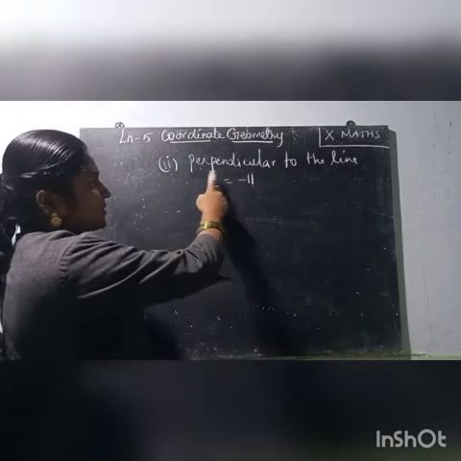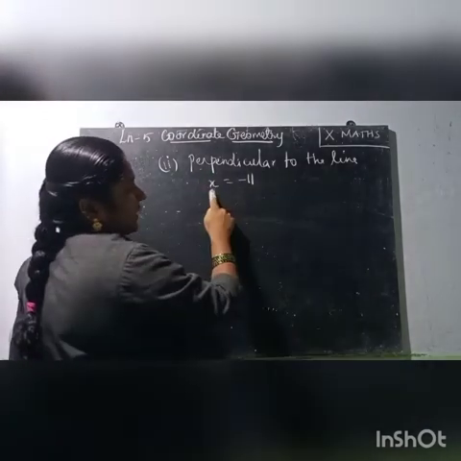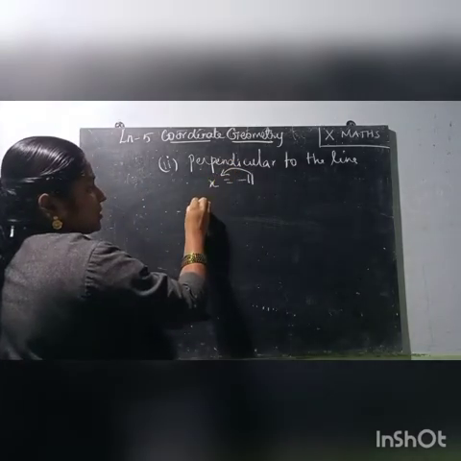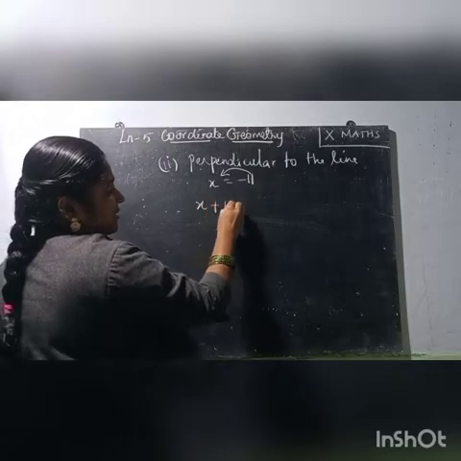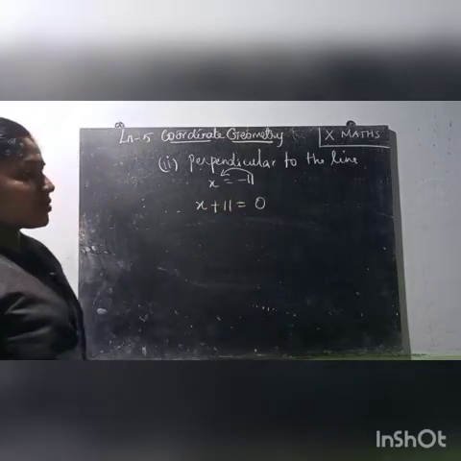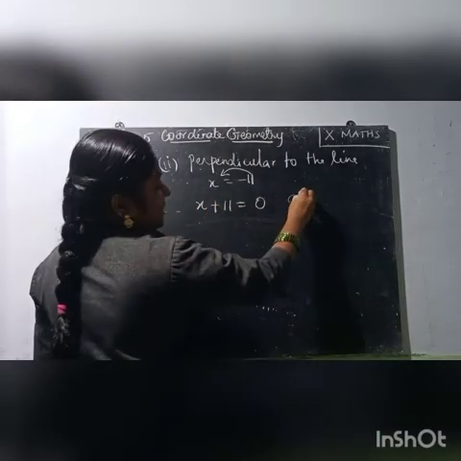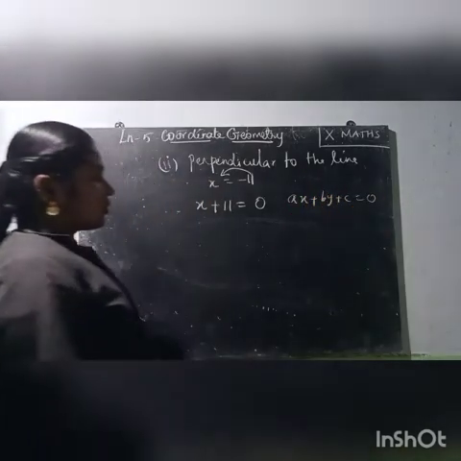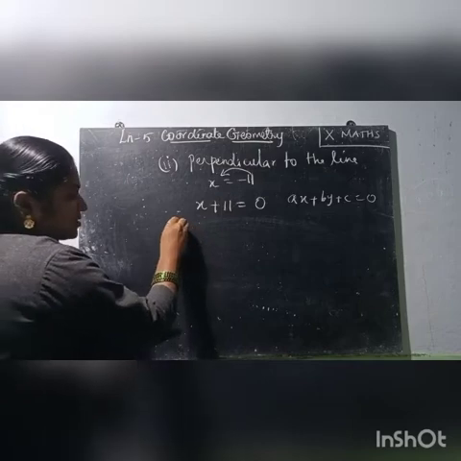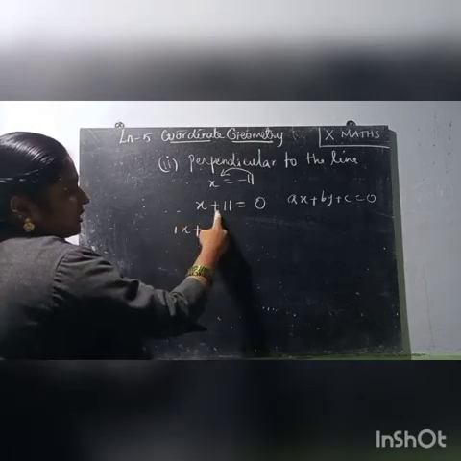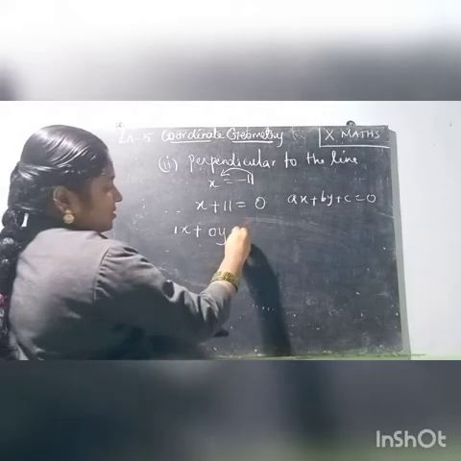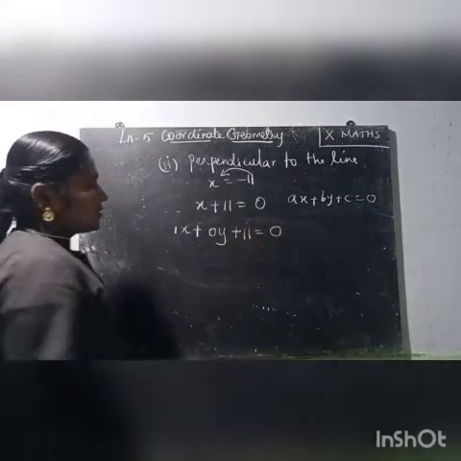See, second one: find the slope of the line perpendicular to the line x equal to minus 11. First we will bring it to equation form. So x plus 11 equal to 0, which is the general equation form of a straight line, ax plus by plus c equal to 0. Now we have the x term, that is 1x. There is no y term, so we can consider 0y, then the constant is 11 equal to 0.